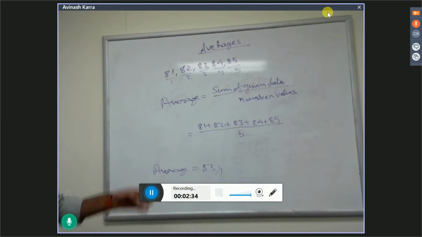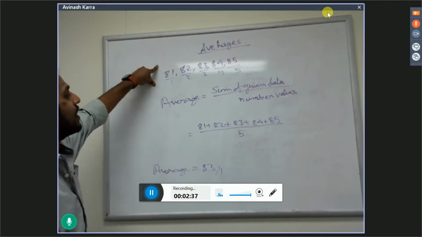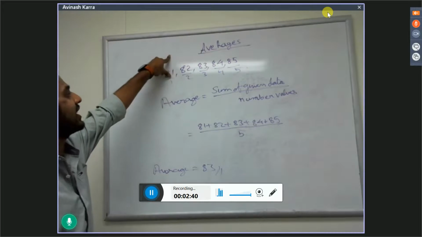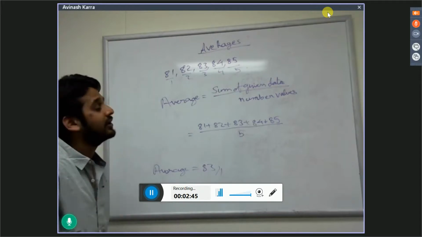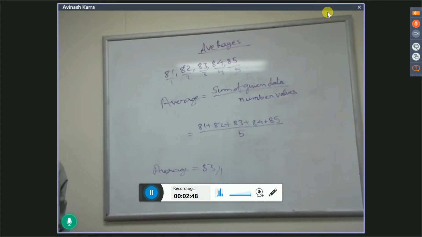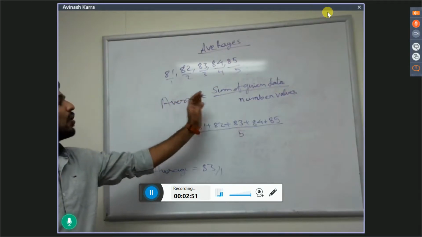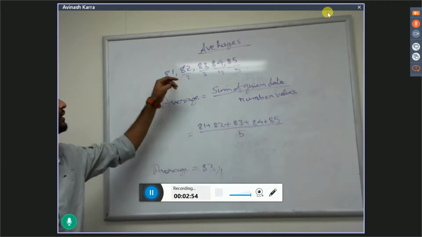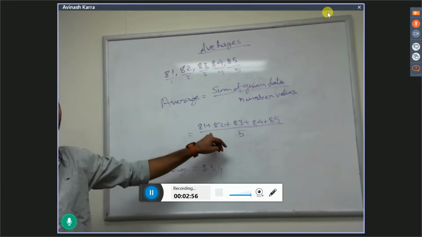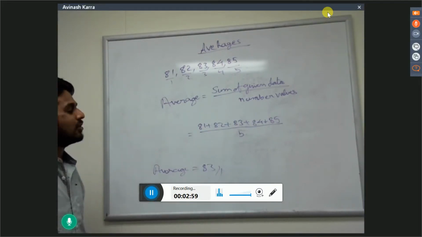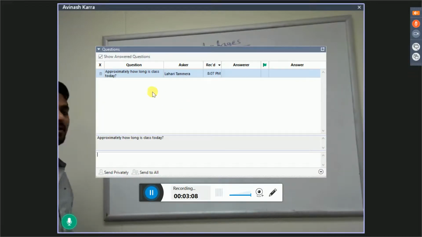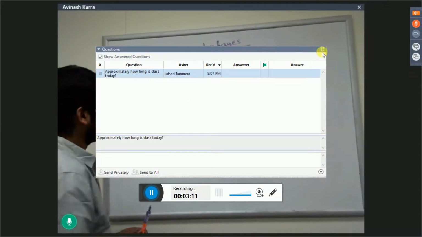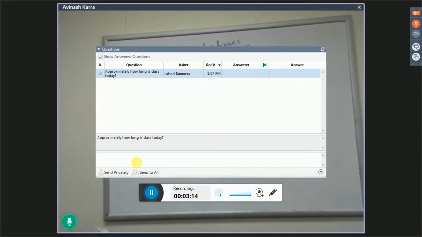For example, a child scored 81 in English, 82 in science, 83 in math, 84 in physics, and 85 in social. If they ask what is the average score among all, you need to add all the scores and divide by the number of subjects. When you perform this, you'll get the average value. So average is nothing but arithmetic mean, like a common value. I hope you guys understood.